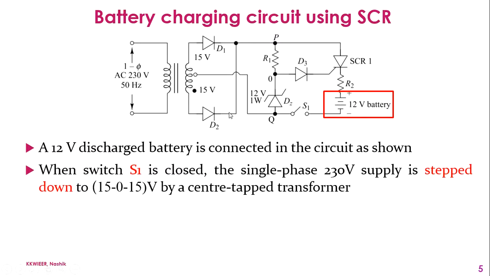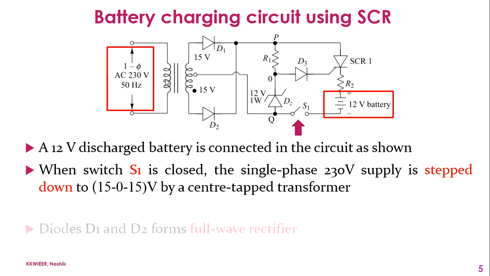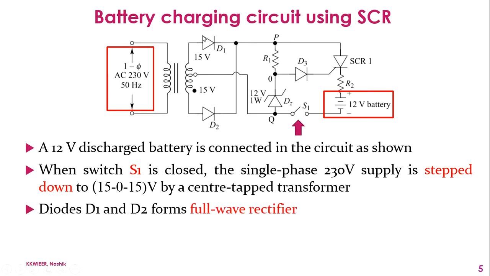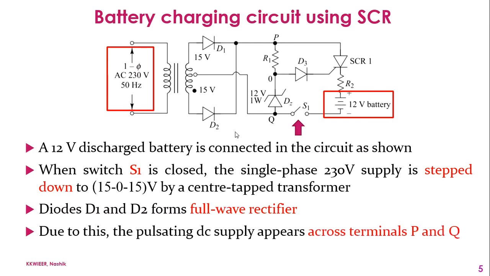When the switch S1 is closed, a single phase 230 volt supply is stepped down to 15-0-15 volt by a center tap transformer. So when this switch S1 is closed, this 230 volt 50 Hz single phase supply will be stepped down using this transformer, and the diodes D1 and D2 form a full wave rectifier circuit. Due to this, the pulsating DC supply appears across the PQ terminals. So across this, the pulsating DC supply will get generated.